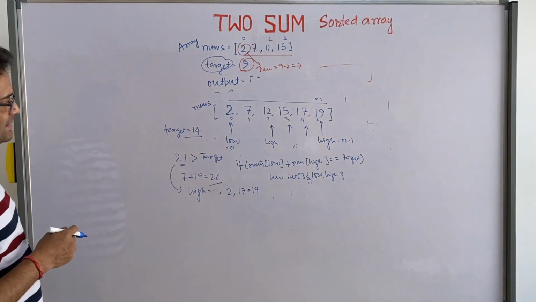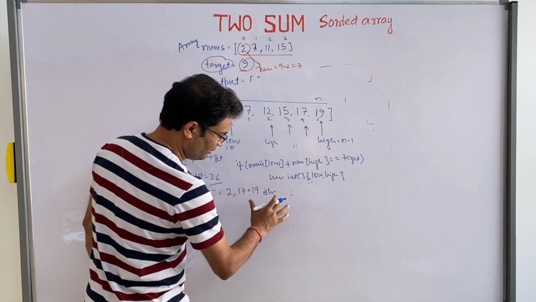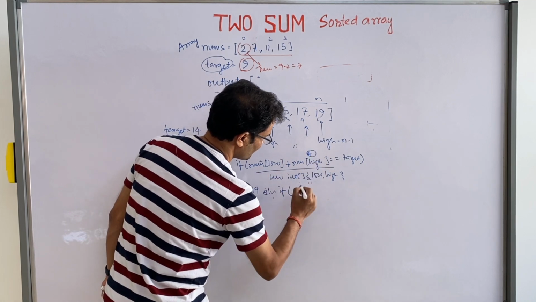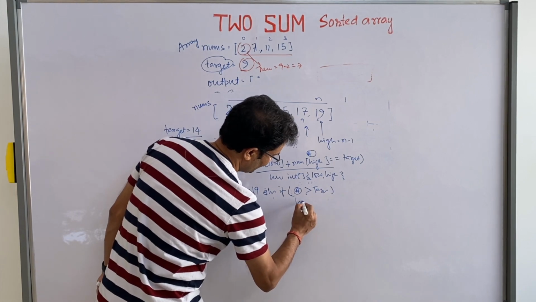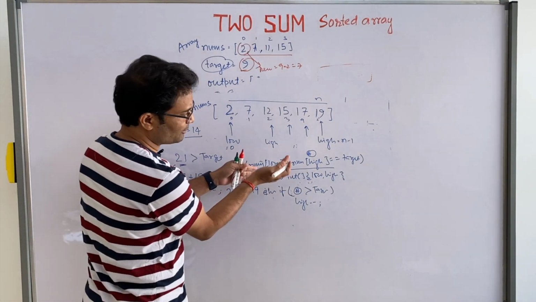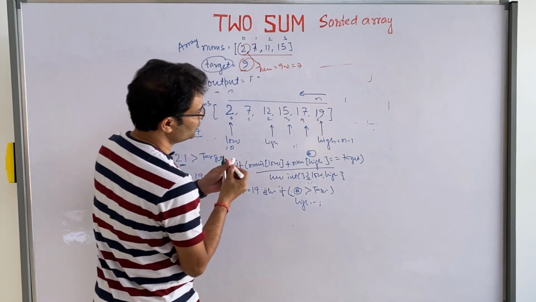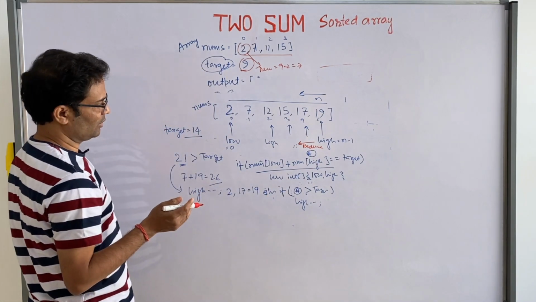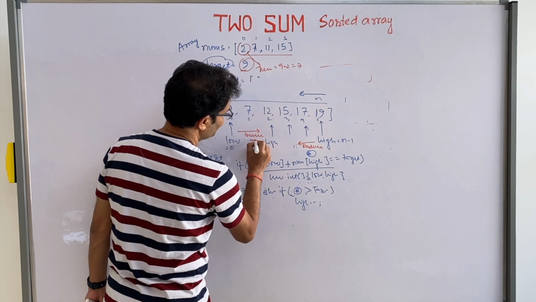But now this is the one case. So you check: if equal, you are okay. Else if the sum is greater than target, then you have to reduce high, because after adding it is more, so you have to reduce. For that you move the high pointer this side, for reducing your addition of low and high. If you want to increase, then move the low pointer this side.